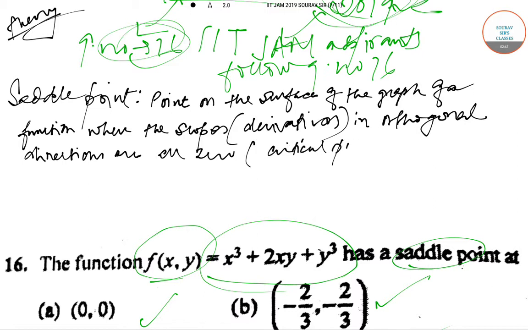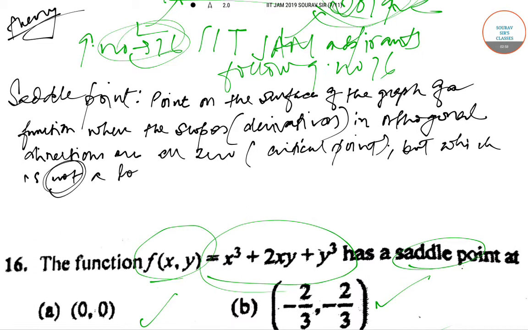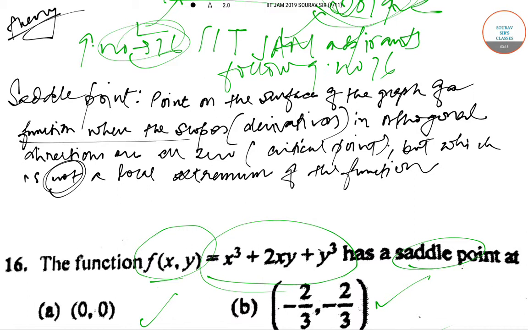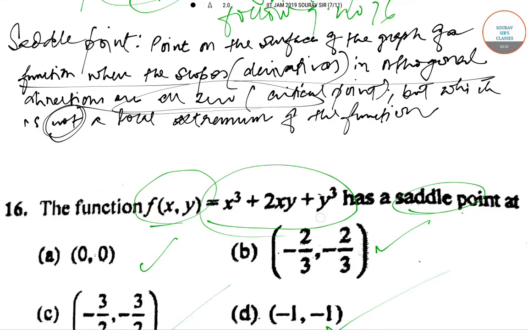The terminology is critical point, but which is not a local extremum of the function. So this is the saddle point. So the saddle point is the point on the surface of the graph of any function where the slope in the orthogonal directions is 0. So this is the thing we need to consider, and we need to continue solving.